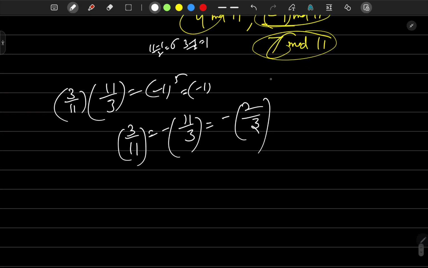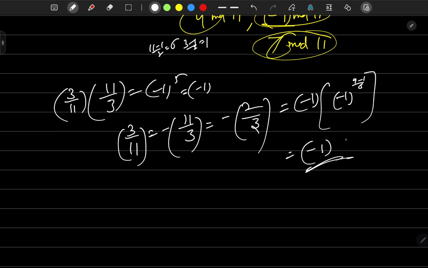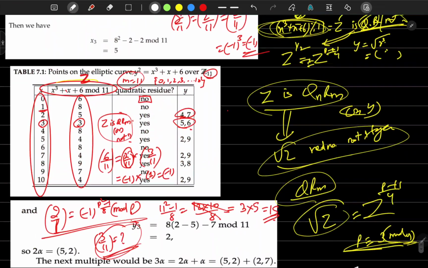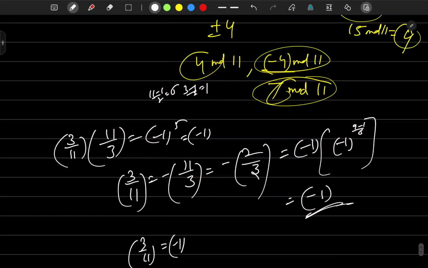Understood? 11 is congruent to 2 mod 3, so I can write like this. Again, this can be written as minus 1 into (2/3), using the formula (2/p) equals minus 1 whole power (p squared minus 1)/8, so minus 1. So basically the whole value (3/11) is minus 1 it came, but it is showing that we have to get plus 1. So we have made some mistake, look carefully.